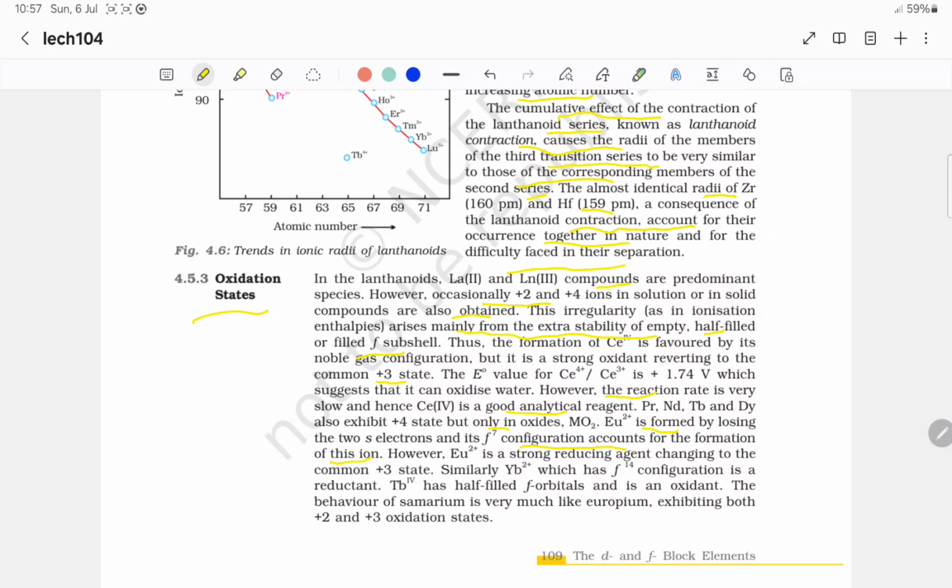However, Eu2+ is a strong reducing agent, changing to the common +3 state. Similarly, Yb2+, which has f14 configuration, is a reductant. Tb4+ has a half-filled f orbital and is an oxidant. The behavior of samarium is very much like europium, exhibiting both +2 and +3 oxidation states.